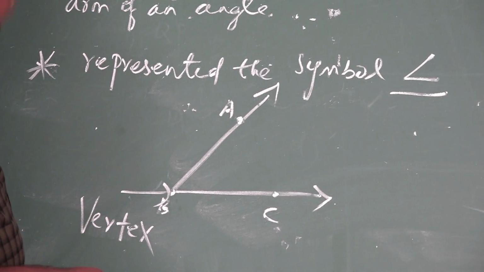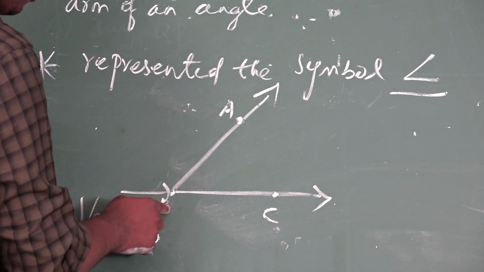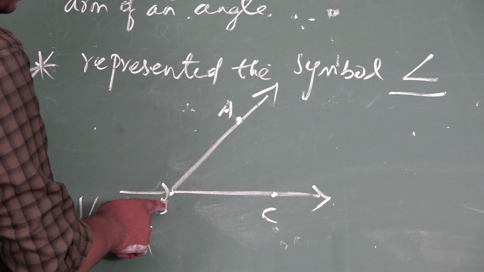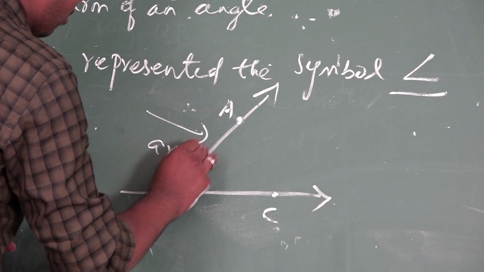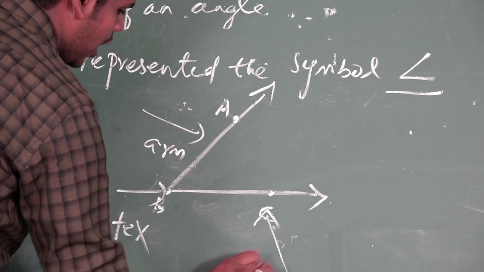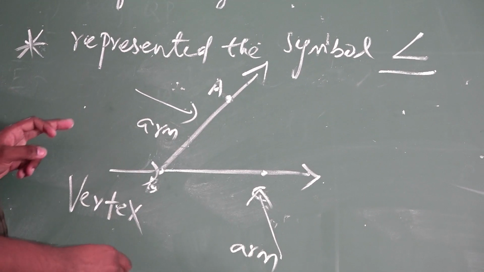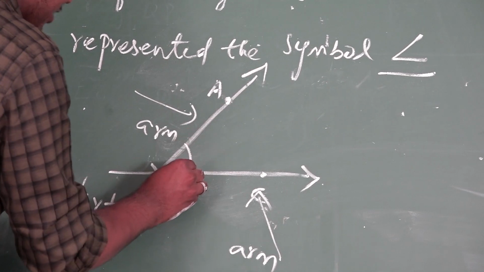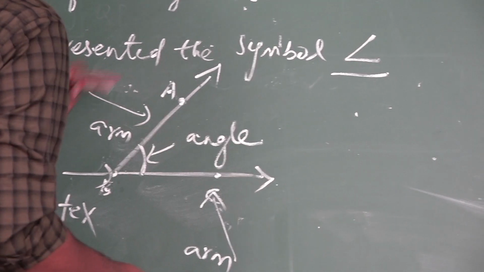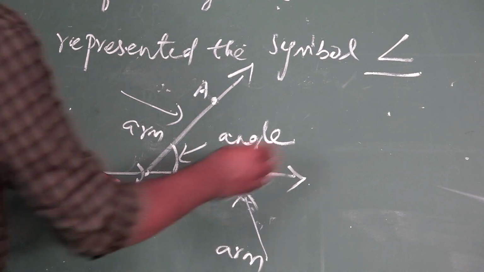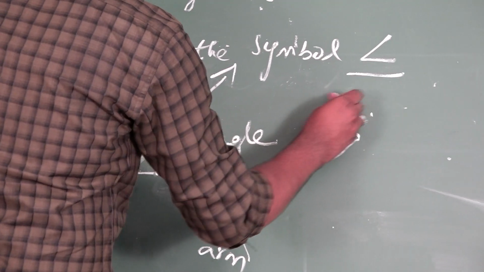So here, how many arms does an angle have? Two arms. AB is one arm of the angle and BC is the other arm. So where do we want to form the angle? In between the arms. So this is forming what? Angle.